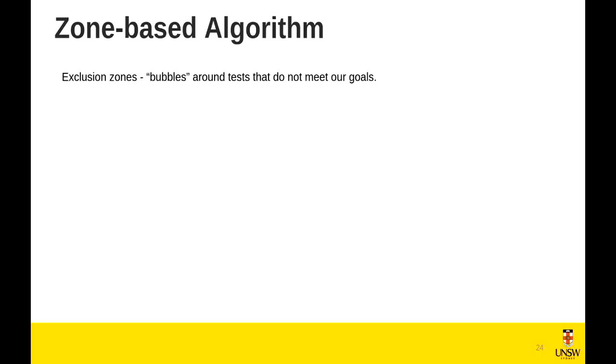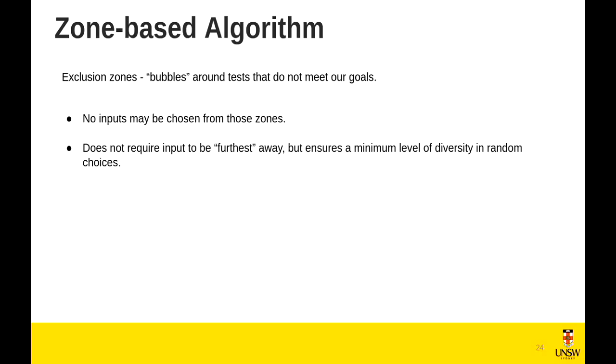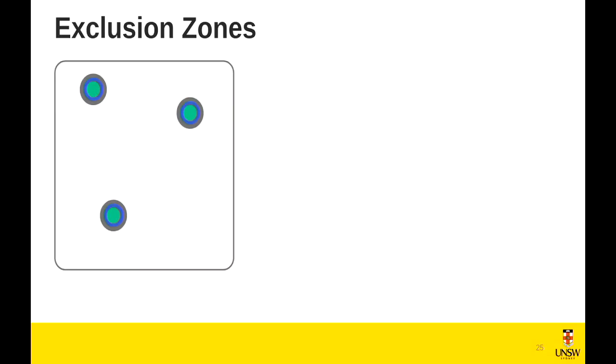So here we introduce a new concept called exclusion zones, which are like the bubbles around the test cases that do not meet our goals. As indicated by the name, no inputs may be chosen from these zones. So if an input falls into this zone, we won't use it. It doesn't require the next candidate to be the furthest away, but it ensures a minimum level of diversity in the random choices. And let's try to see why it works like this.